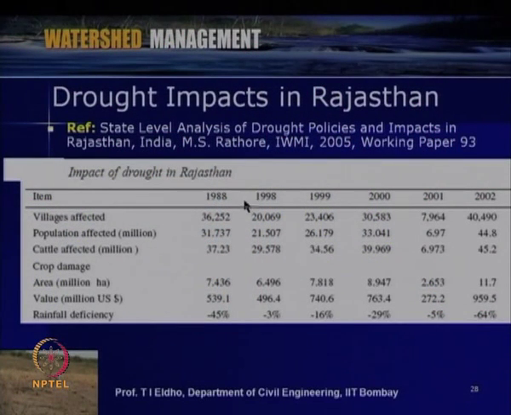Then as far as the impact of drought in Rajasthan is concerned, for example, year-wise 1988, 1998, 99, 2000, like that. With respect to rainfall deficiency, then crop damage, population affected. So all these are listed here as given in this paper. So we can see the impacts of droughts. For example, in 2002, about 40,490 villages were affected due to the droughts in Rajasthan.